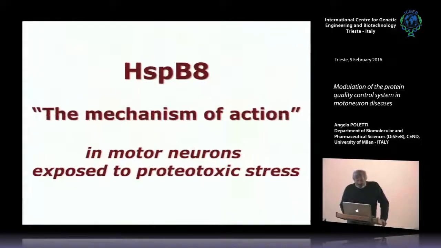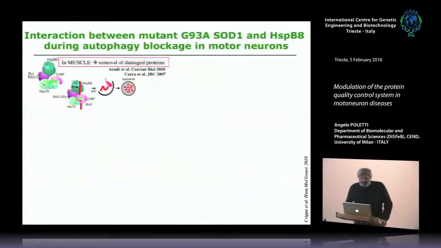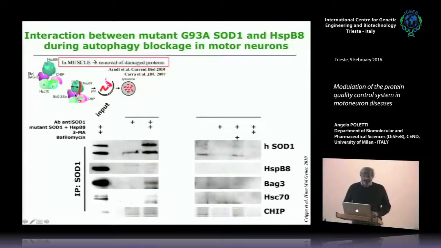What is the mechanism of action? We know that autophagy is involved, but how does it work? In muscle, it is very well understood that HSPB8 works in physiological condition because it recognizes the proteins that are damaged during physical exercise. When you run too much, you have carbonylation of proteins in muscle that have to be removed. They are very similar to misfolded proteins. And in muscle, HSPB8 works in conjunction with BAG3 and the chaperone system, which is HSC70, and the ubiquitin ligase enzyme CHIP.